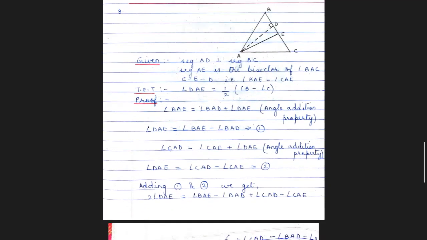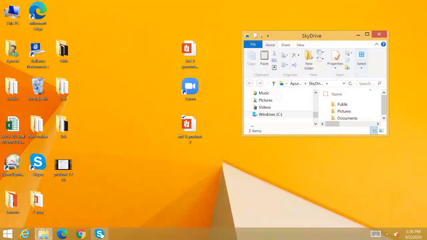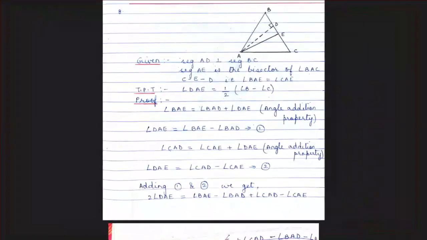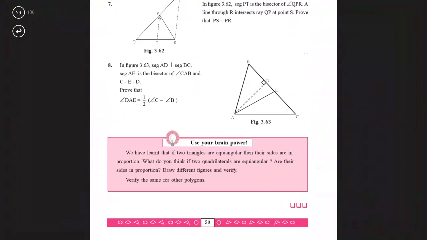We go to the last question, number 8. Question number 8. Question is, in the figure, segment AD is perpendicular to BC. Segment AE is the bisector of angle CAB and C'(E')D. Prove that angle DAE is half of angle B minus angle C.